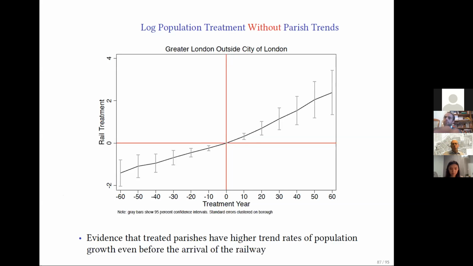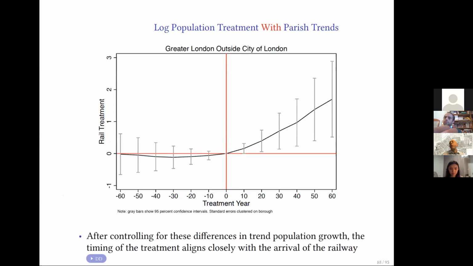But once you control for those differences in trend rates of population growth, you get this sort of beautiful event study picture. This is how event study pictures should look, where you see an acceleration of population growth after a railway station arrives, but no difference in pre-trends before the railway station is created. And so that's the reason why there might be these differences: the railway companies are private sector companies. And so that's why we allow for these differences in trend rates of population growth.